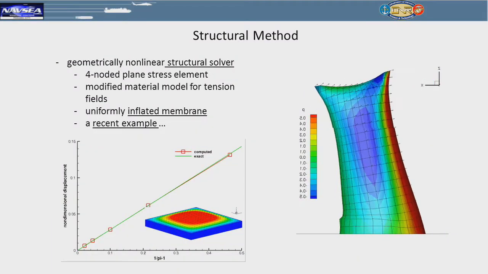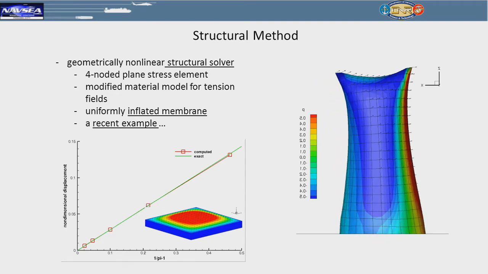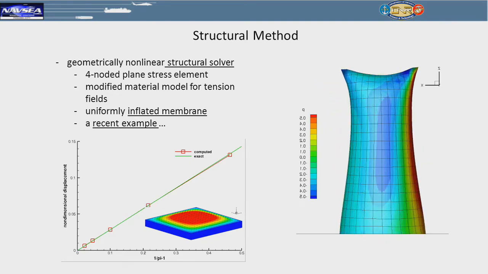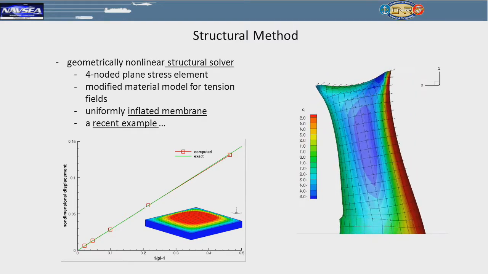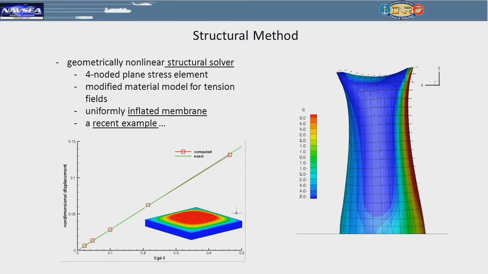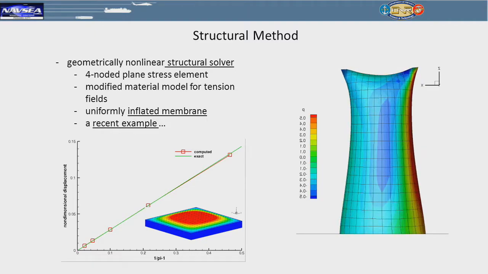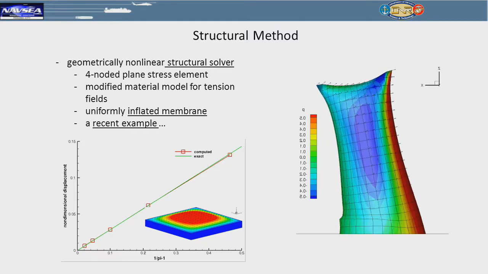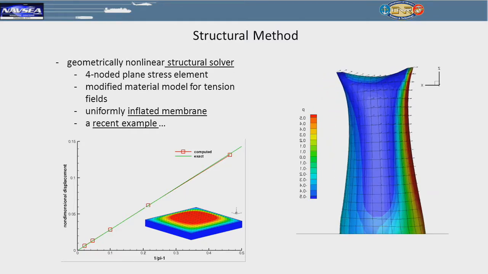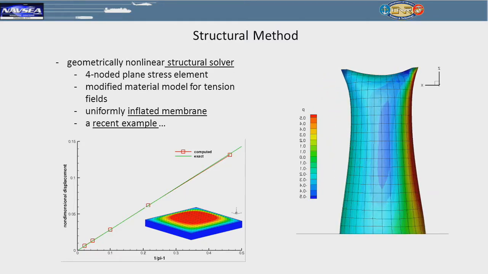So that was the fluid method. The structural method that we bring to bear here is a geometrically nonlinear structural solver, and that solver uses, for this application, a 4-noded plane stress element. Again, it's a small strain, large deformation implementation. It uses the total Lagrangian formulation.